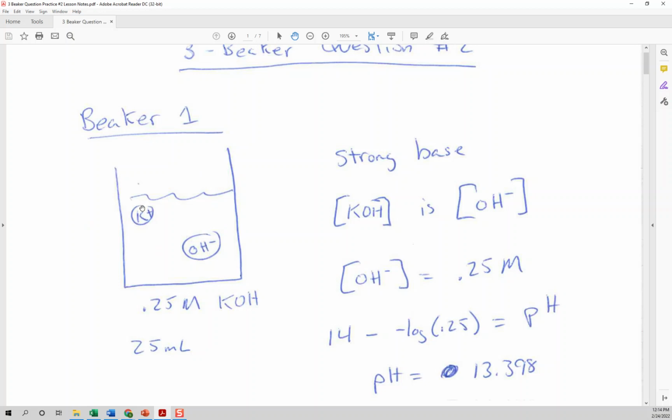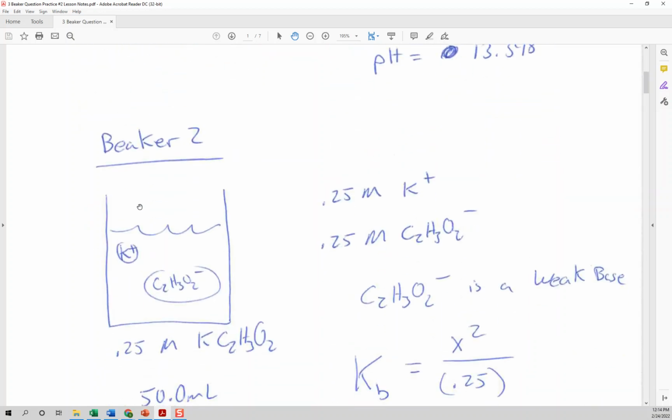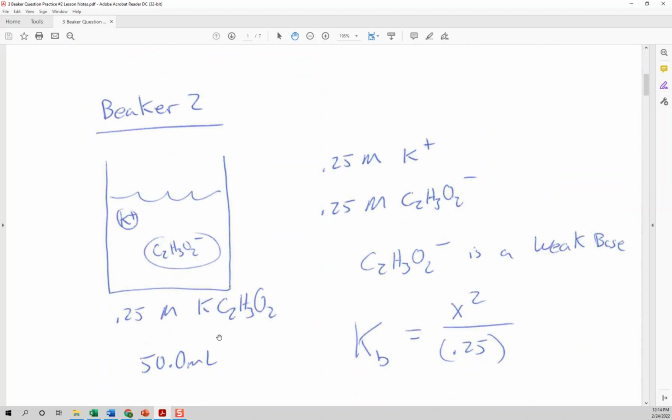Okay, let's look at Beaker 2. Beaker 2, another salt, potassium acetate in this case. Okay, so I really don't have this. I have potassium ions floating around, and I got acetate ions floating around.